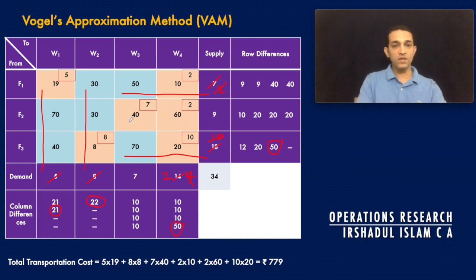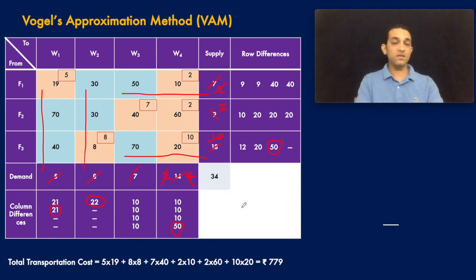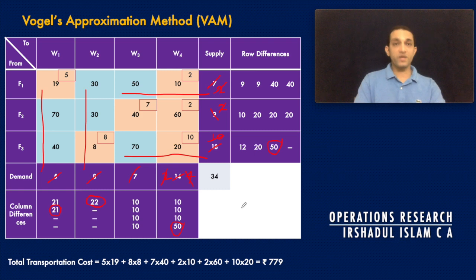Now we have only these 2 elements. Looking into this, you see the least cost 40 here. You can supply maximum here. 7 you can supply, balance 2. These 2 you can supply to this 60 cost. Thereby we have done all the allocations.